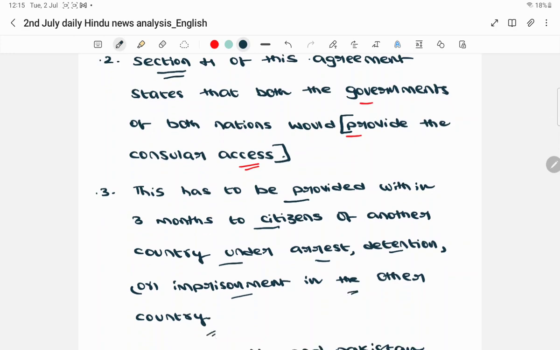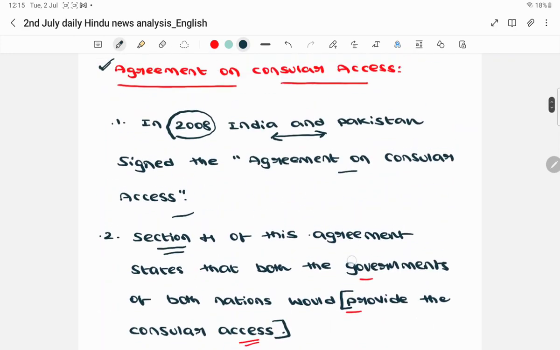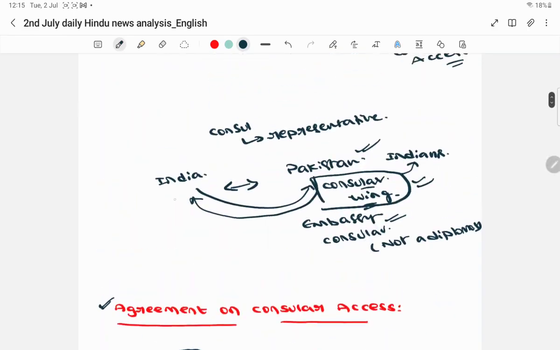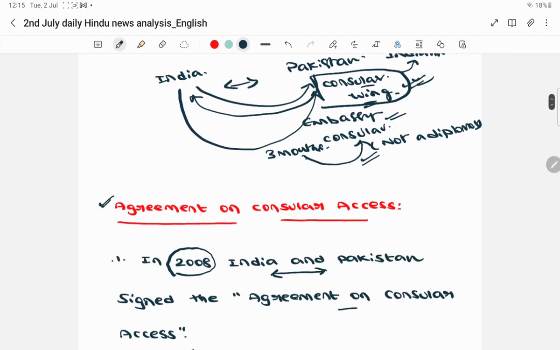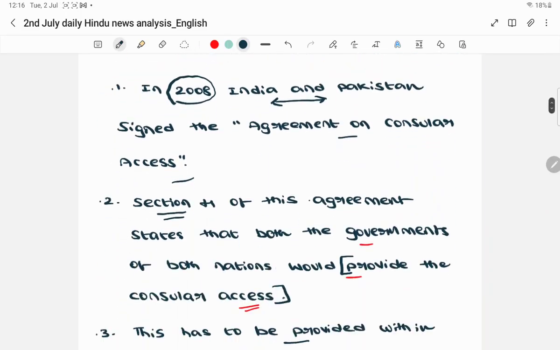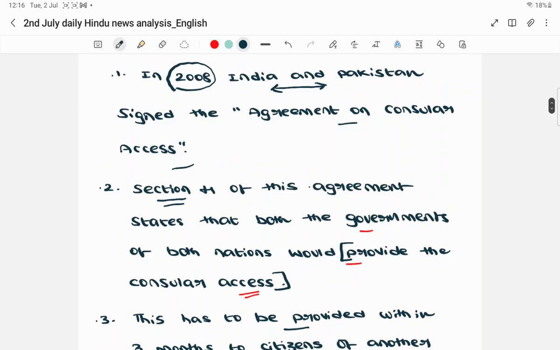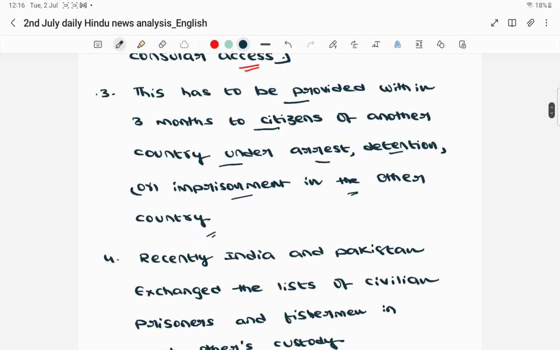For example, let us assume that an Indian got arrested in Pakistan, or imprisoned or detained. Then in that context, within 3 months, he has to be given access to the Indian consular wing, so that they will take complete responsibility of this particular person, by arranging all the required formalities and so on. Okay, so that is what is mentioned in this particular agreement.